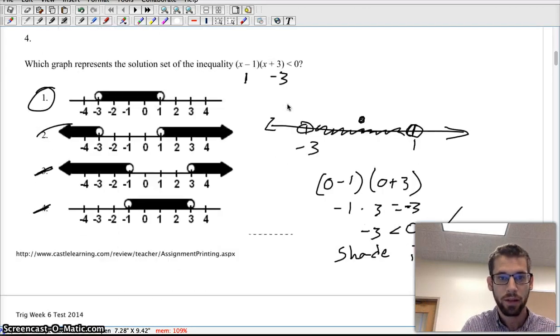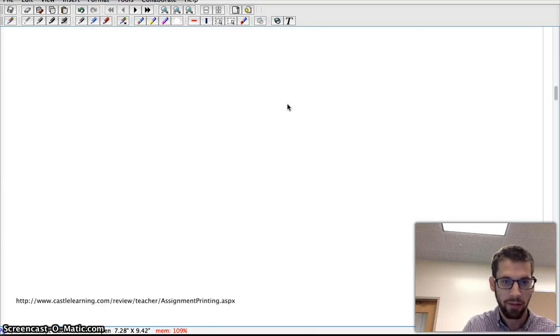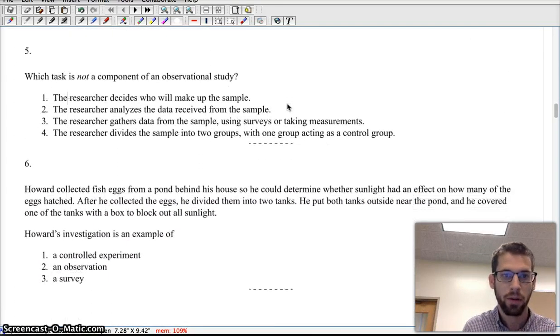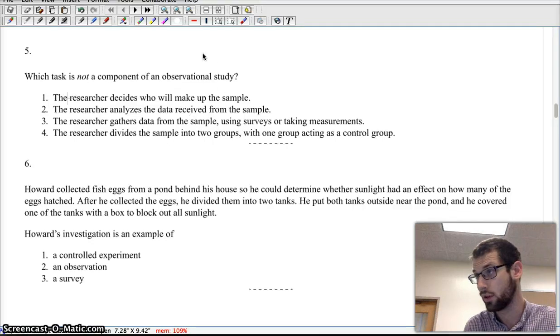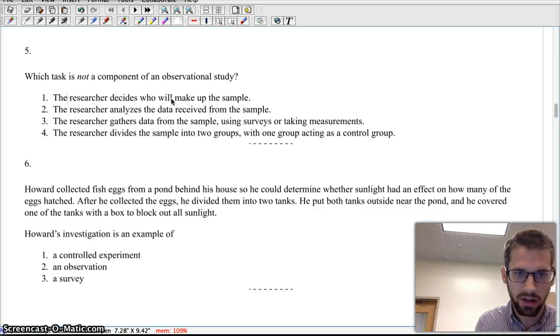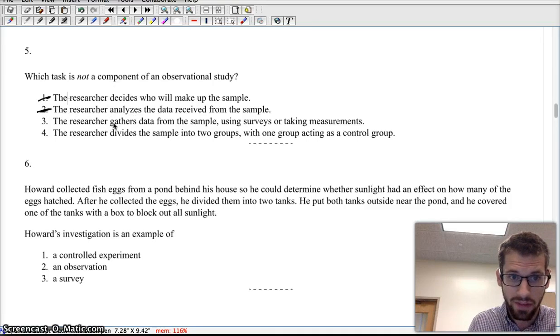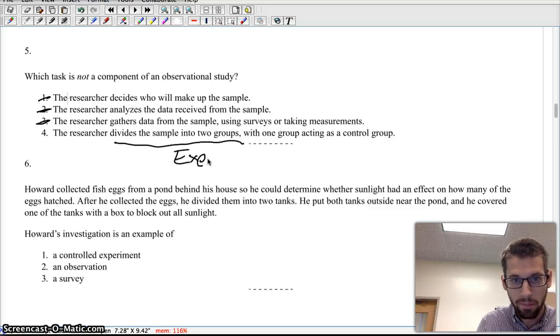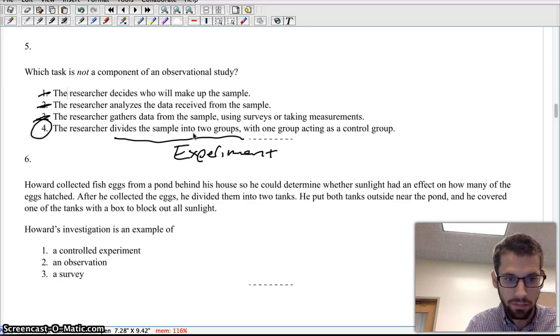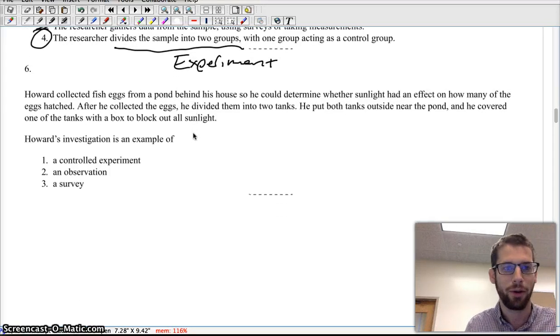Okay. Number 5, which is not a component of an observational study. Okay, so observational, I'm looking at it, right? The researcher decides who makes up the sample. They still do that. They're still figuring out who they're looking at. They still analyze their data, so it's not number 2. They are still gathering data, but they're not dividing the sample into 2 groups because that is an experiment. So, answer choice 4.